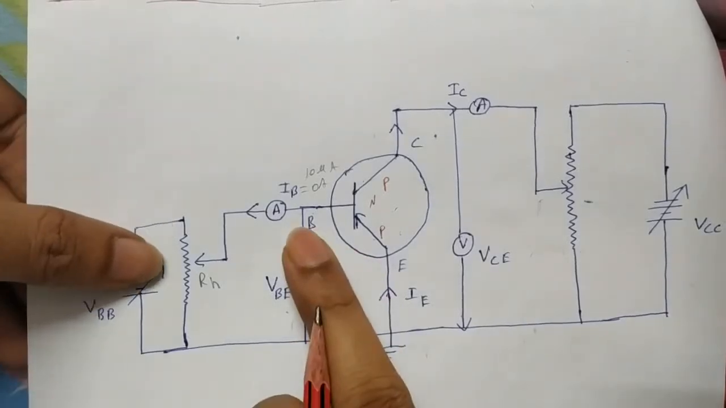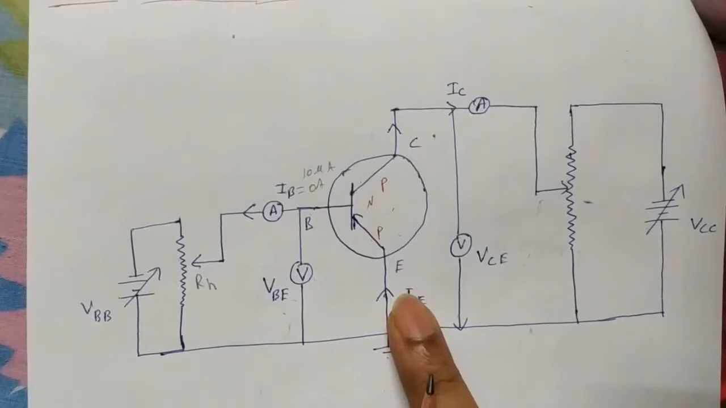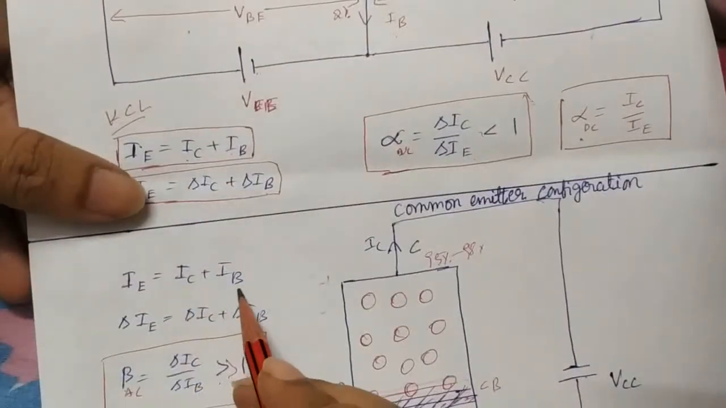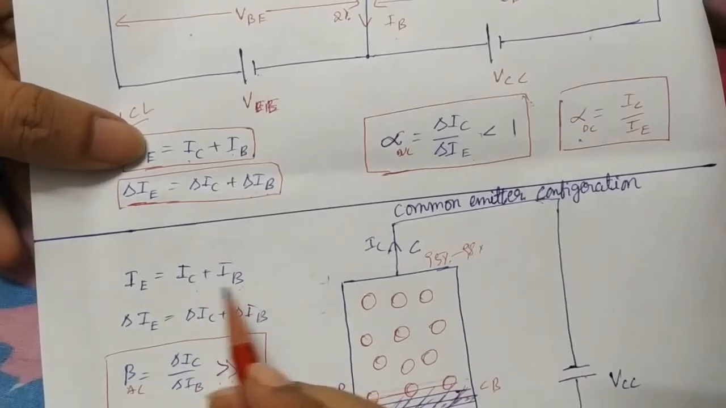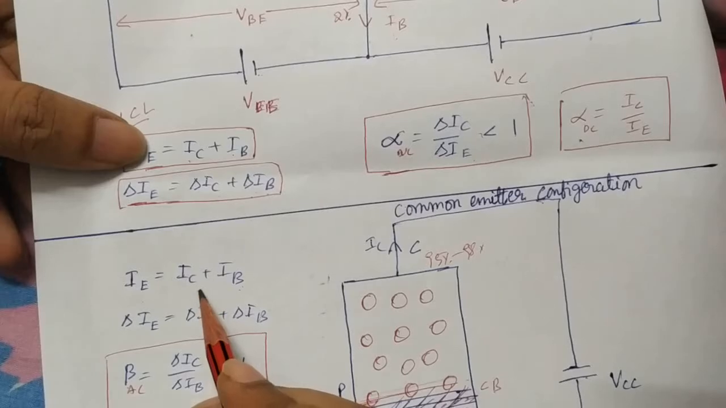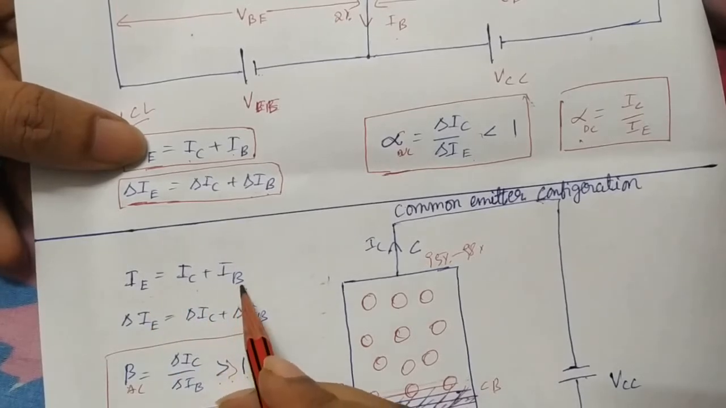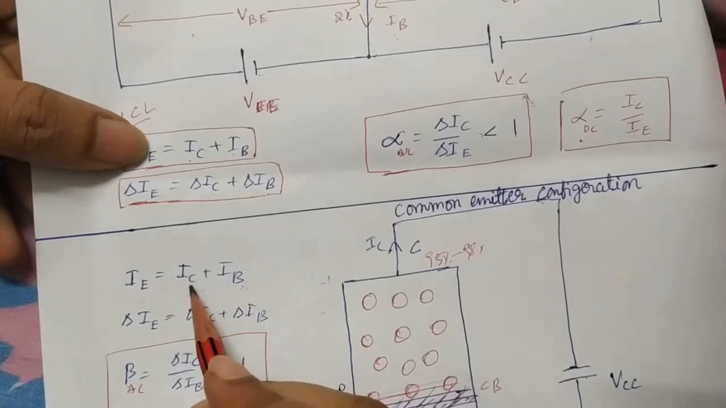Whenever IB increases, IC and IE both increase. Why? Because in the transistor configuration we discussed that IE is equal to IC plus IB. IB increases means definitely IC and IE also increase. Why? Because IE is only divided into IC and IB. So IC is 98% of IE only. So if IB increases, IC also increases. Input current increases, output current also increases. That is what is shown in the graph.